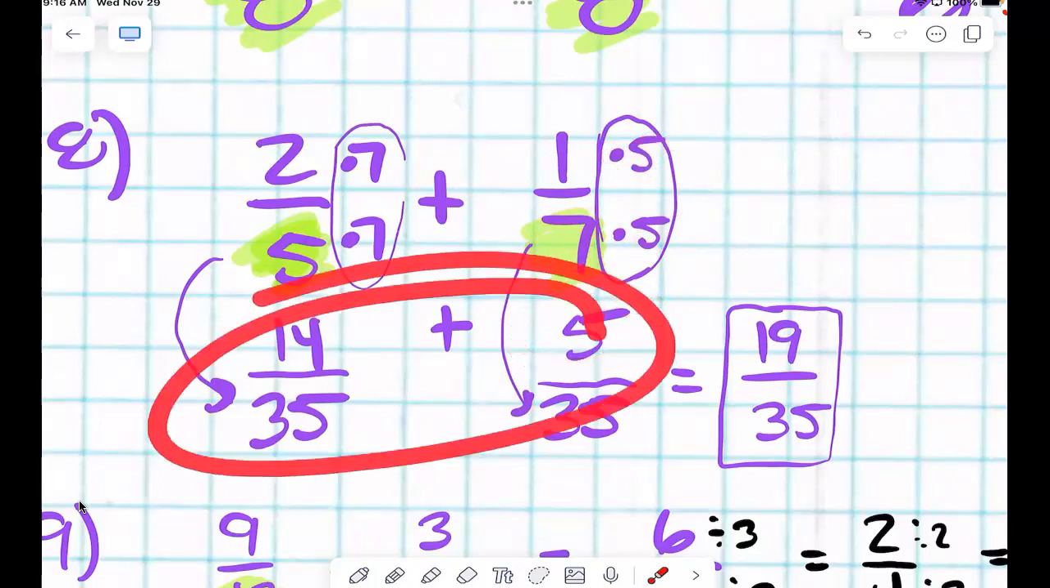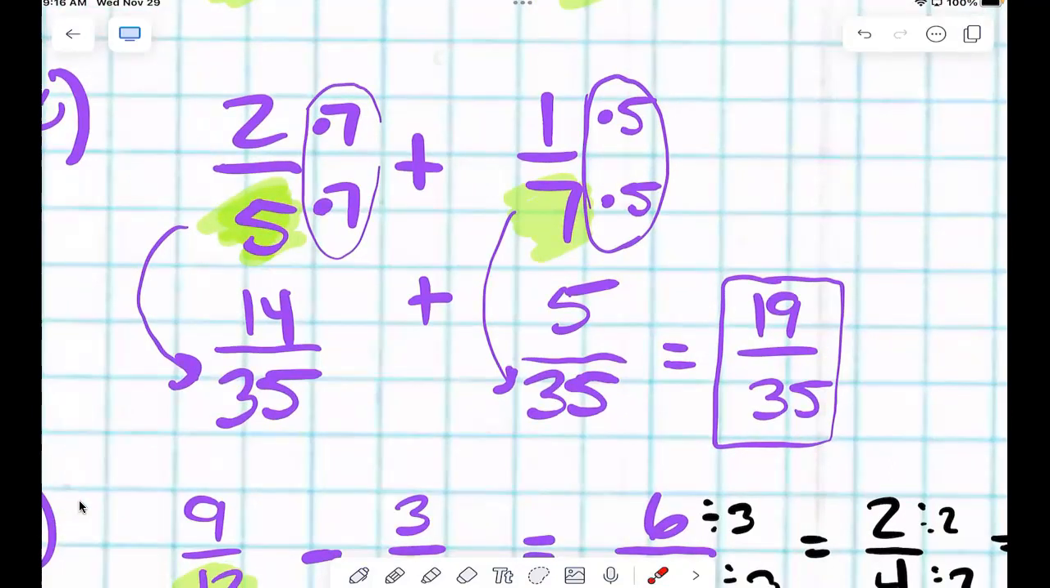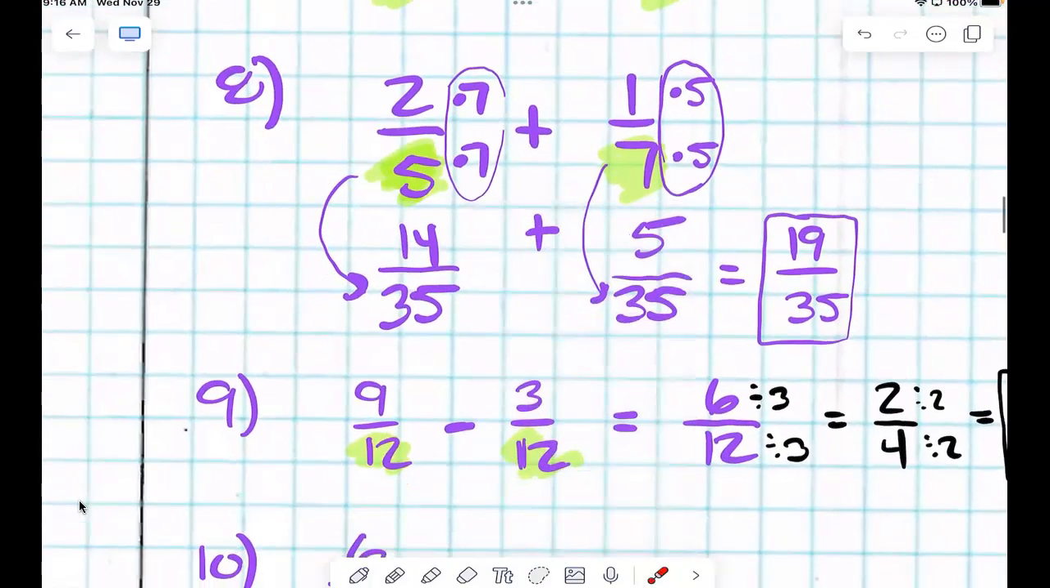Now I have fractions with common denominators, yes? Yes. 35 stays 35. And 14 plus 5. 19. 19 over 35. We good?